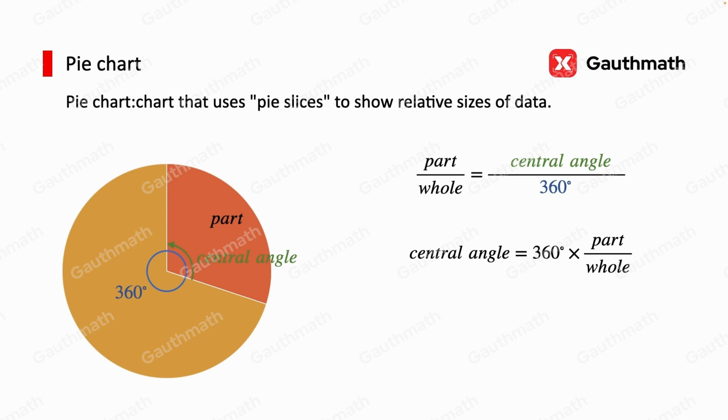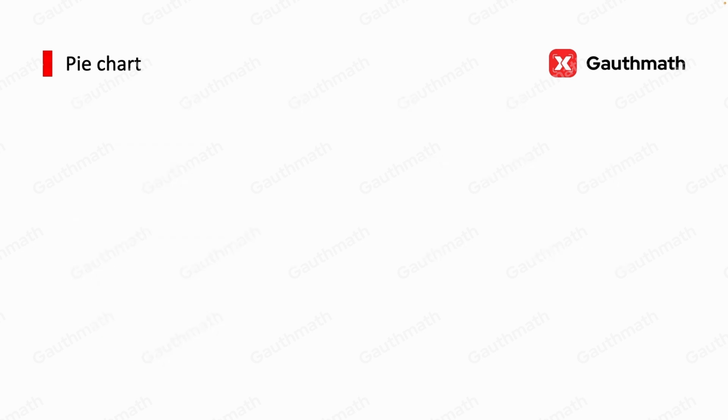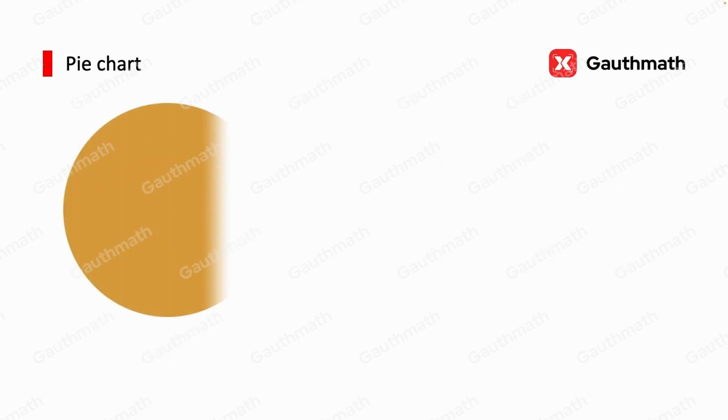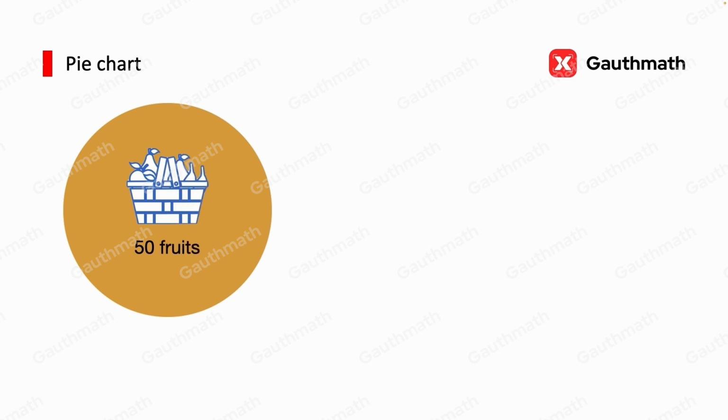If you're feeling confused, it's okay. Let's take a look at an example. Suppose we have a basket of fruits. Say it contains 50 fruits in total. And let's say 25 of them are apples. And we then have 15 pears, and finally 10 bananas.